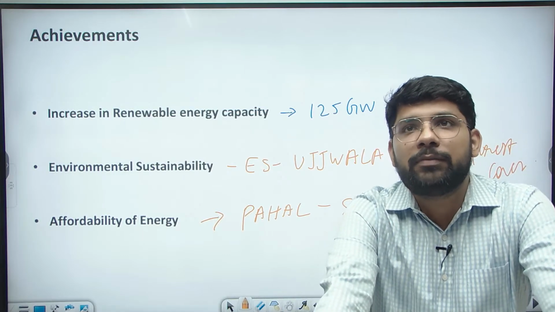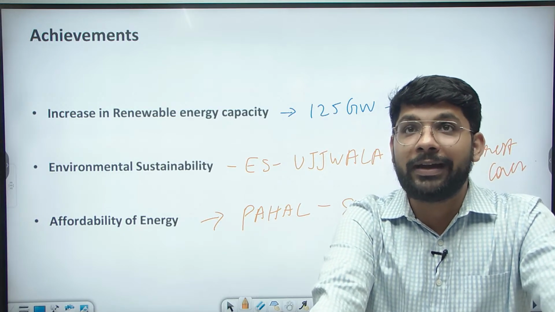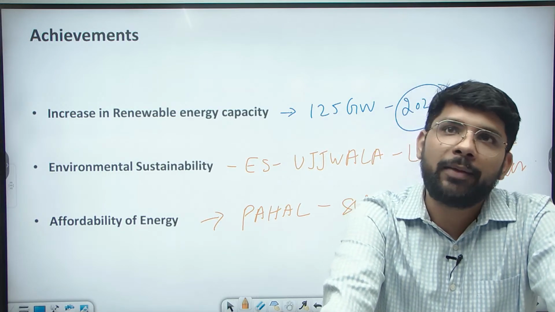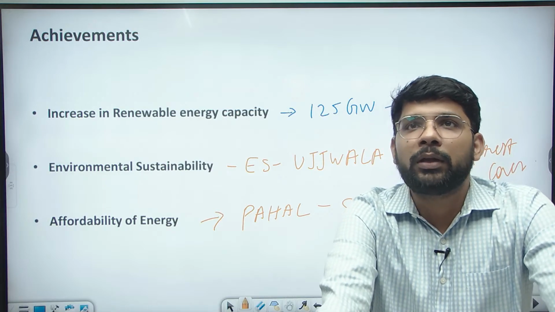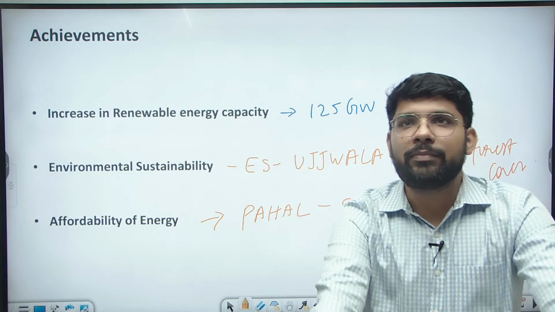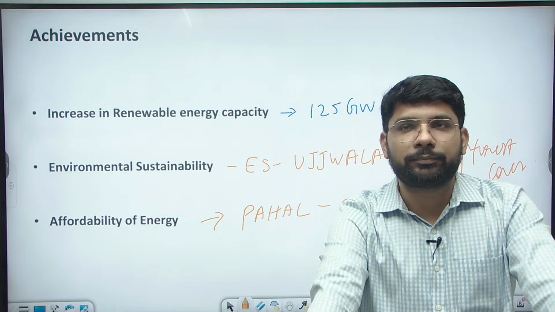So this is the achievement of the government of India under energy and under the different heads: affordability, reliability, modern energy, and sustainability. So India worked on all the four themes asked in the question. So we will write these kinds of achievements here.